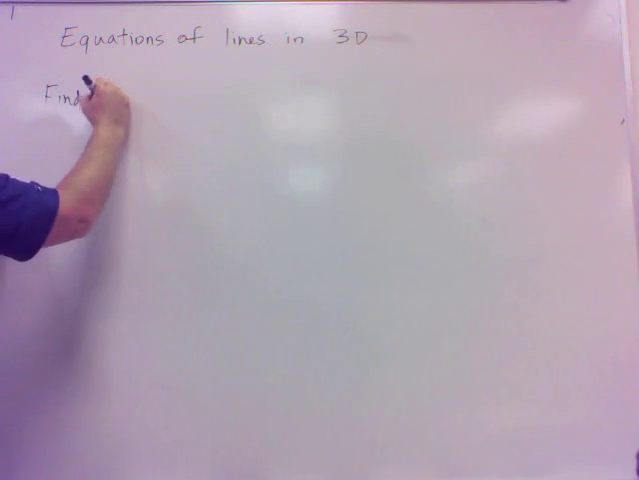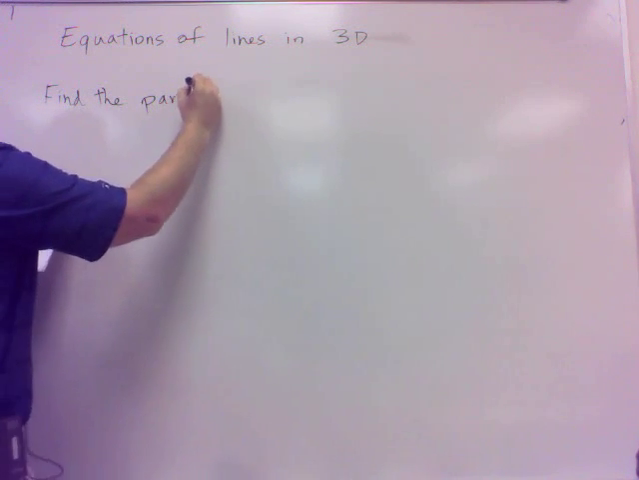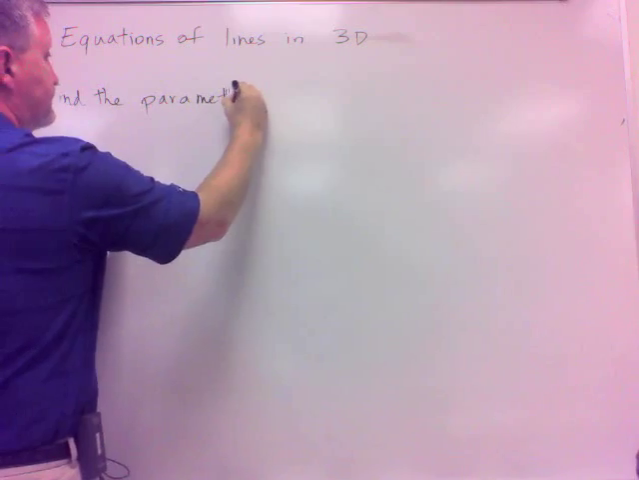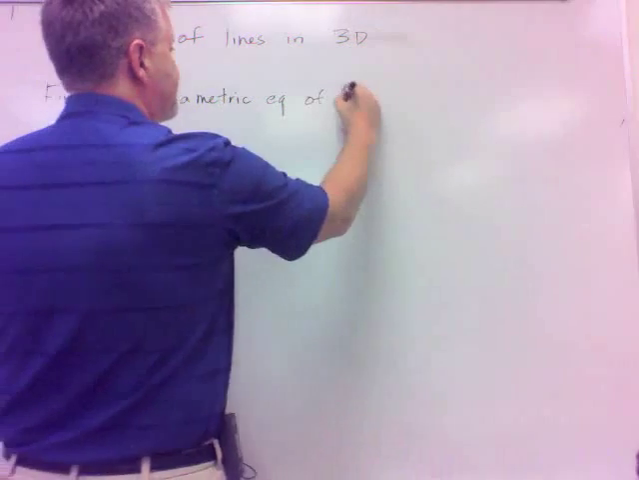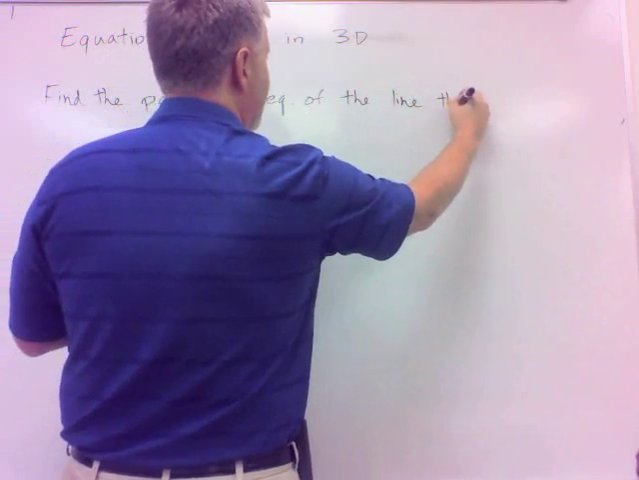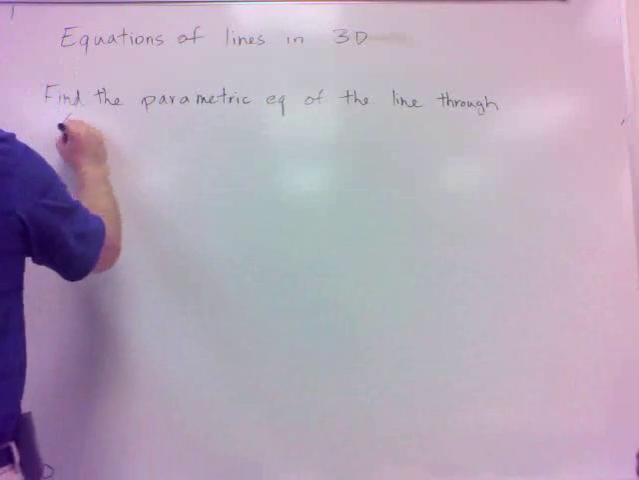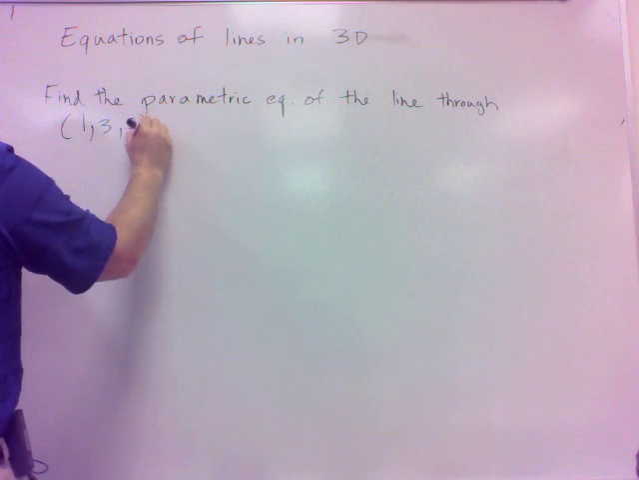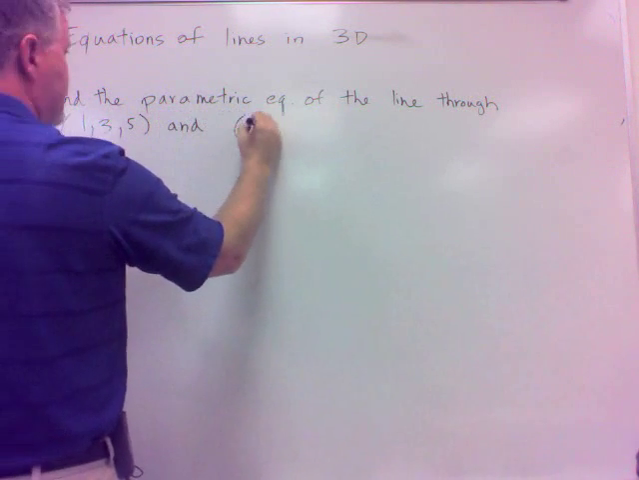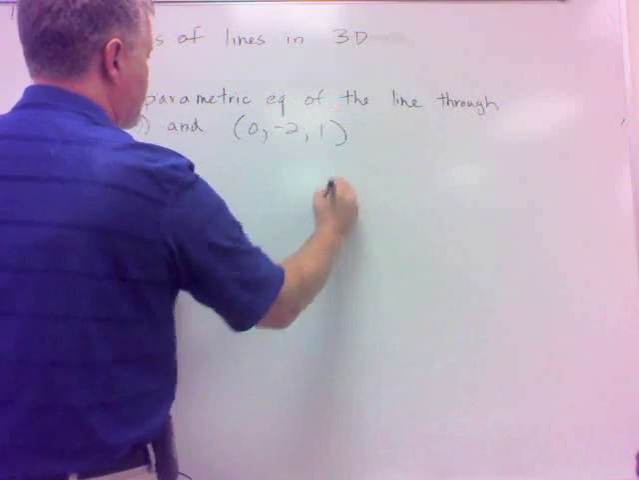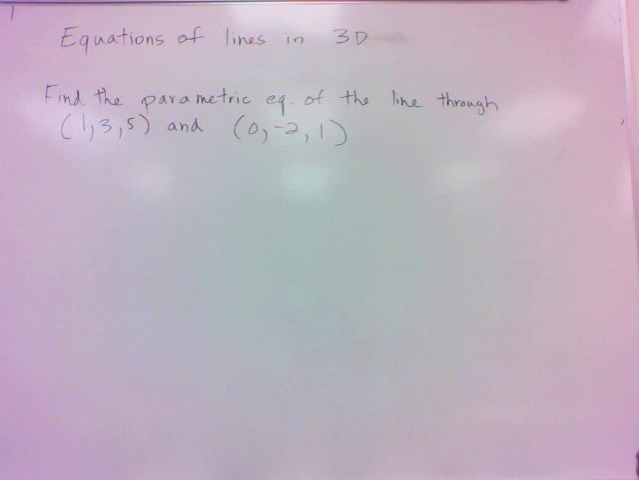Find the parametric equation of the line through (1, 3, 5) and (0, -2, 1). Because the same thing still is true in 3 dimensions: 2 points determine a line. Just like in 2 dimensions, you've got 2 points, there's only one line that goes through those 2 points. Same is true in 3 dimensions as in 2 dimensions.